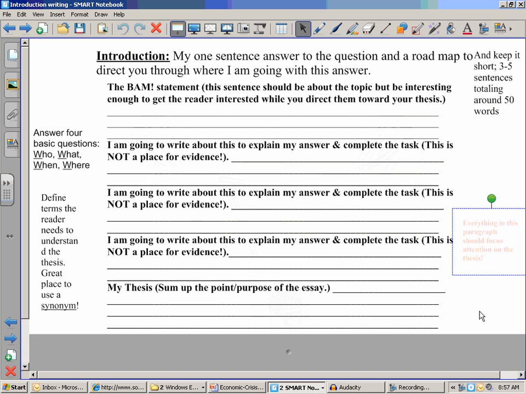And then finally, as everything in this paragraph should focus attention on the thesis, that's where we end our introduction. This is your argument, your claim, and your purpose to the essay. What are you going to prove?